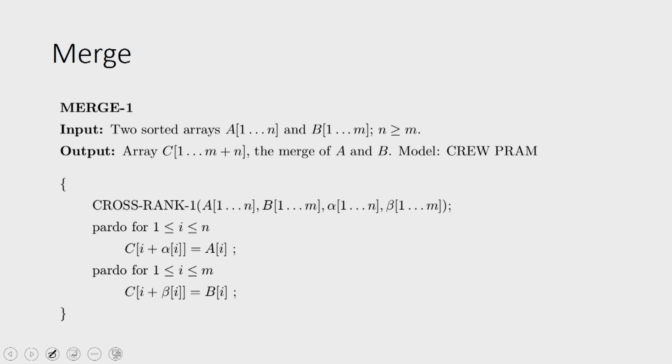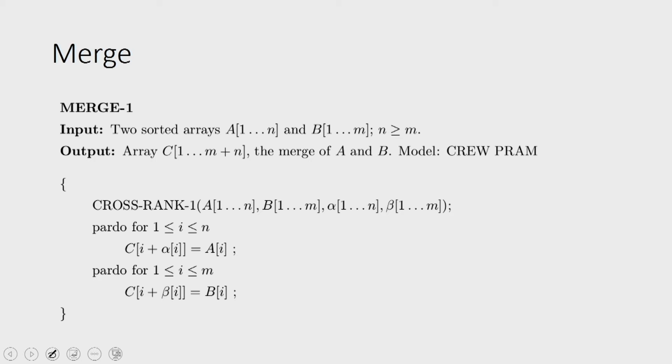So, now let us look at the code for this. We are given two sorted arrays A and B of sizes n and m respectively. Let us say n is greater than or equal to m. Our goal is to merge them. The output has to be written in an array C, which is of size m plus n, and the model is CR-EWP-RAM. So, in the first step, we cross rank A and B with the cross ranks stored in arrays alpha and beta respectively. Then we have two steps.